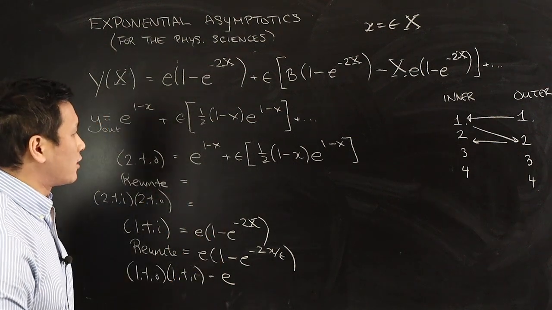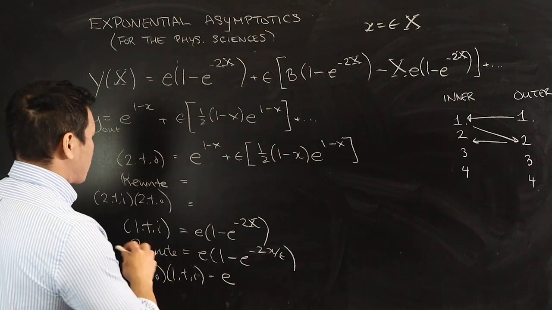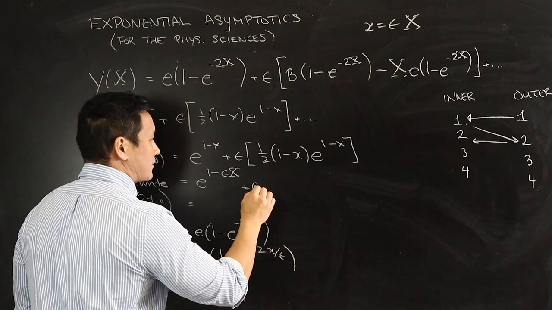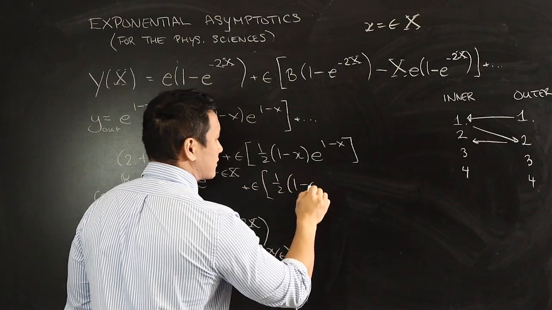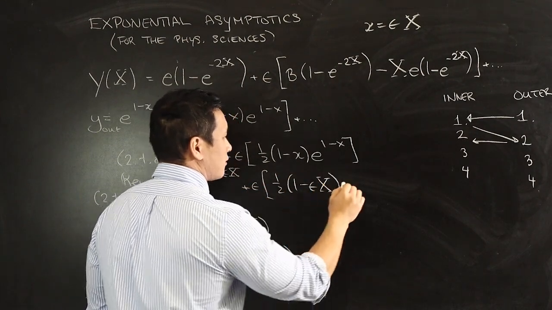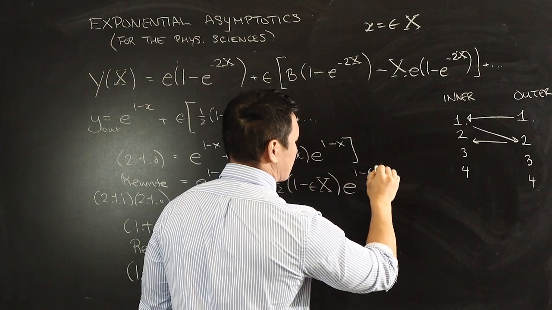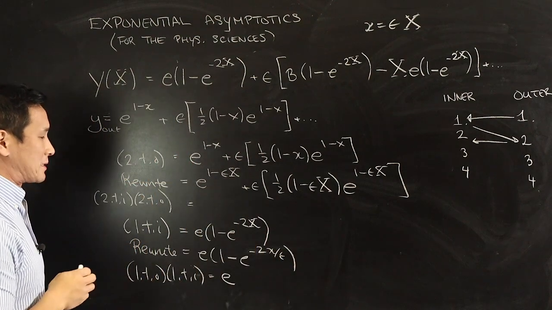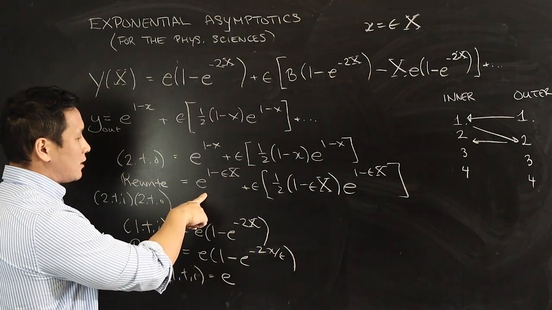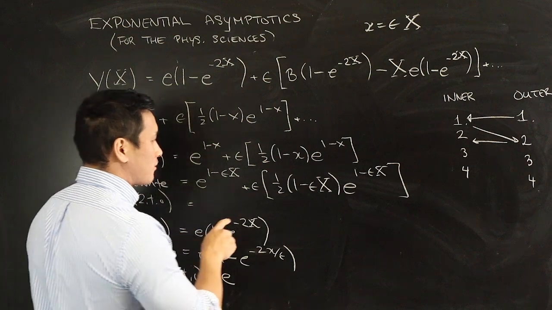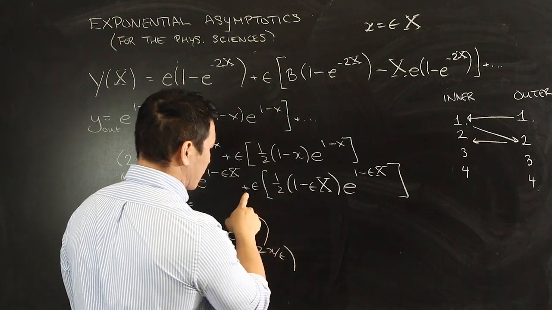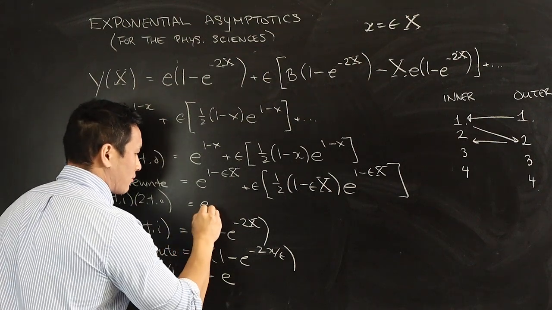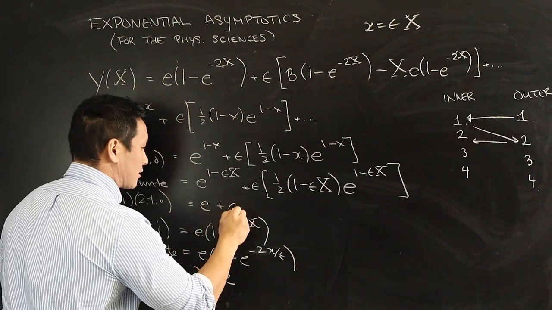Sure, let's write it out. So this is e to the 1 minus epsilon times big X plus epsilon, and there's a 1/2 1 minus epsilon times big X, e to the 1 minus epsilon times big X. And then again, you have to expand everything here in powers of epsilon. This gets you e, and then the first correction term. This one's easier because I only need the 2-term inner. So the leading one will be an e here. And I just need to collect all the epsilon terms.